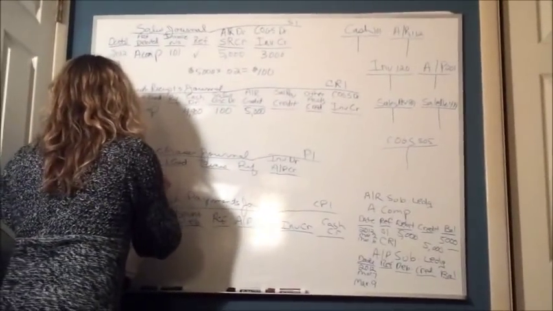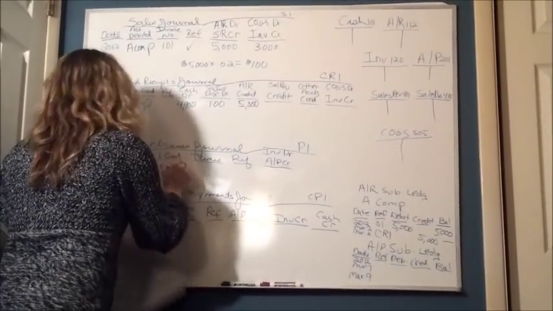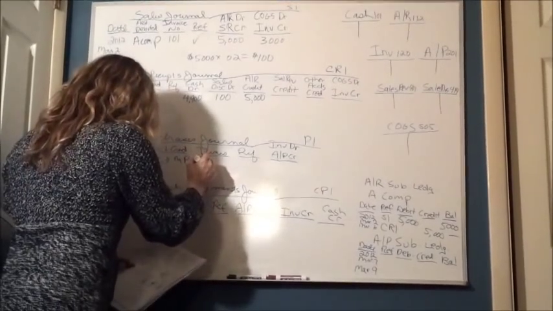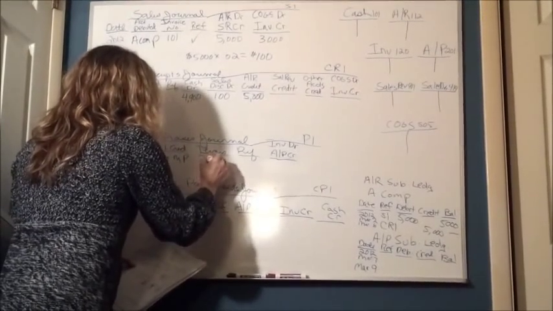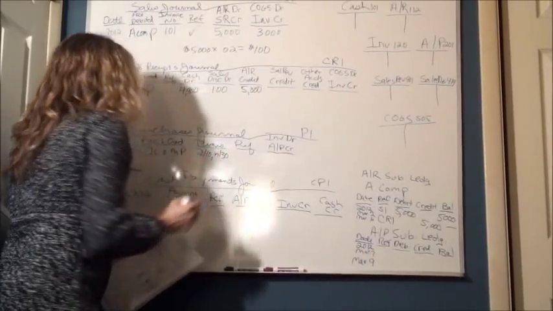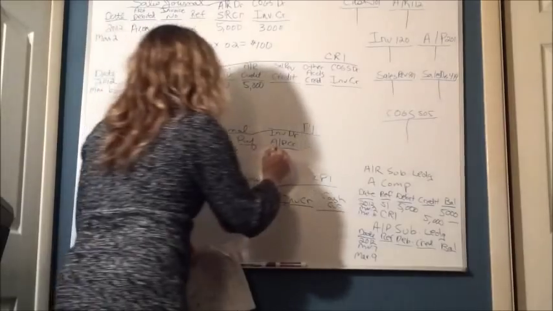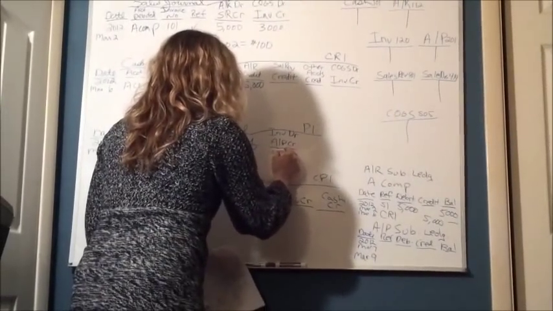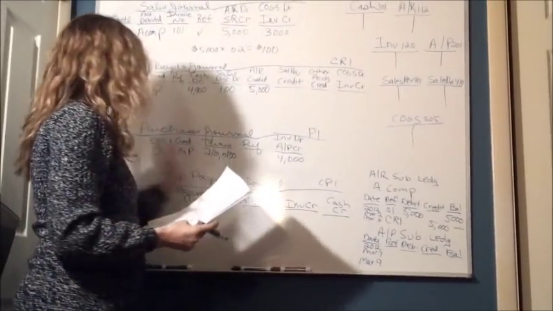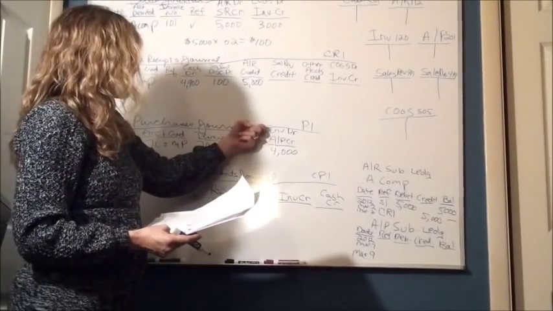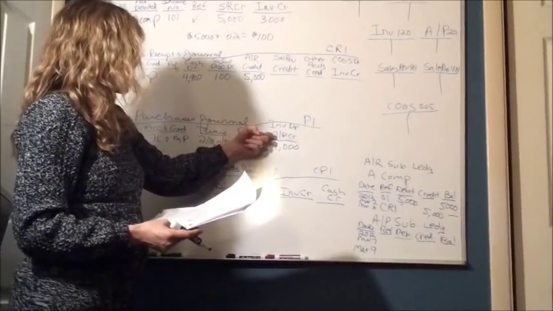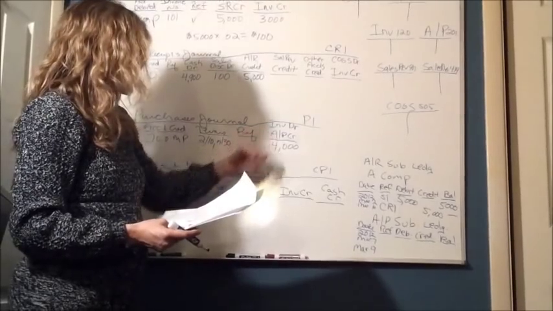So in this case, we're purchasing from J Company. The terms are 2/10, net 30, which means if we pay it within 10 days, we're going to get a 2% discount. And the amount of inventory we're purchasing is $4,000. Again, this makes it very simplistic. It shows debit inventory for $4,000 and credit accounts payable for $4,000.